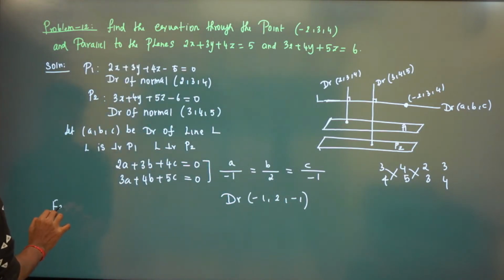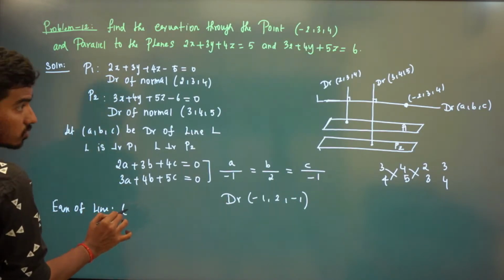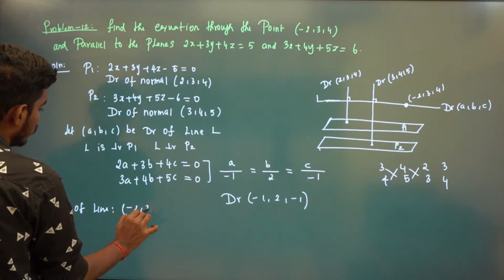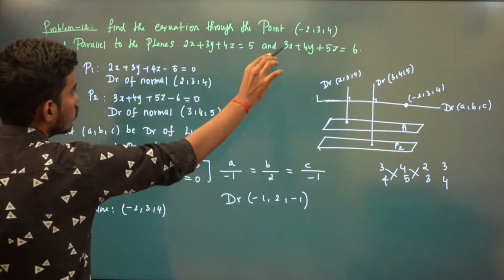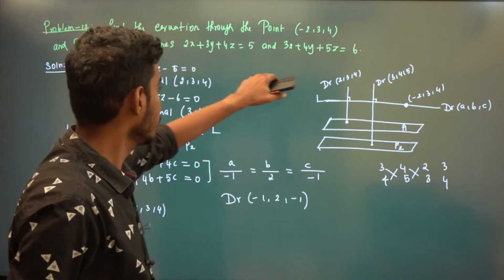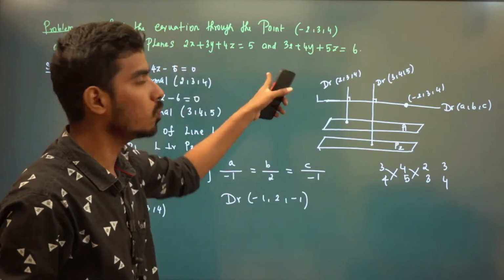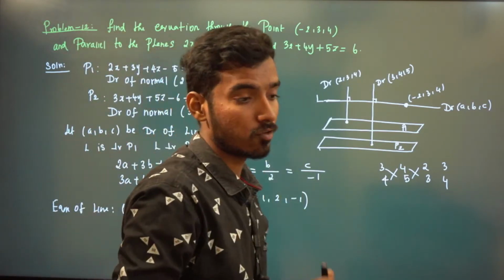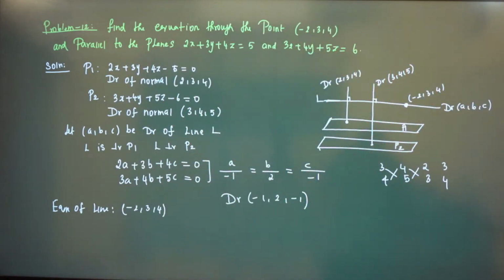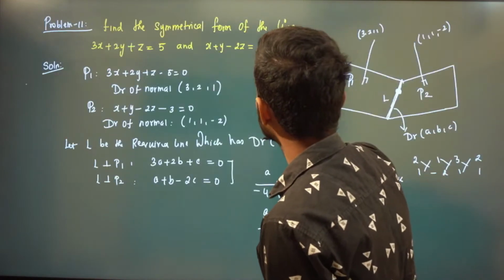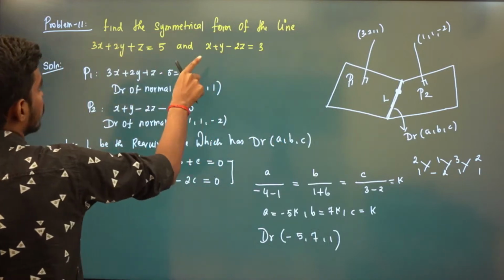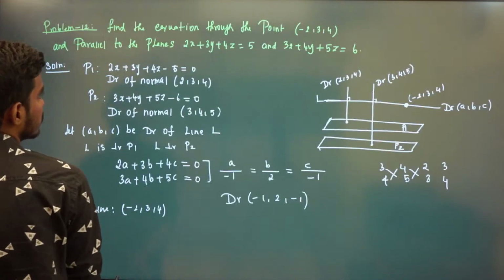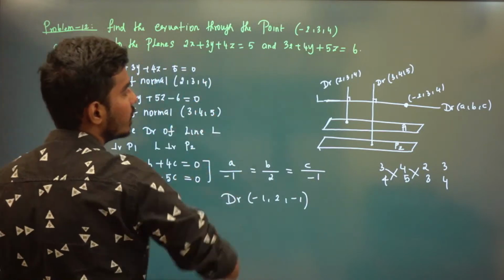Therefore the equation of the line passes through minus 2 comma 3 comma 4. See, remember this is not the equation in general form. They have said it is parallel to two planes. If they give it with a comma, then only it will be general form. But here we have and, right? If they are giving the equation in general form, it will be like this. But here they are saying that it is parallel to both the planes.